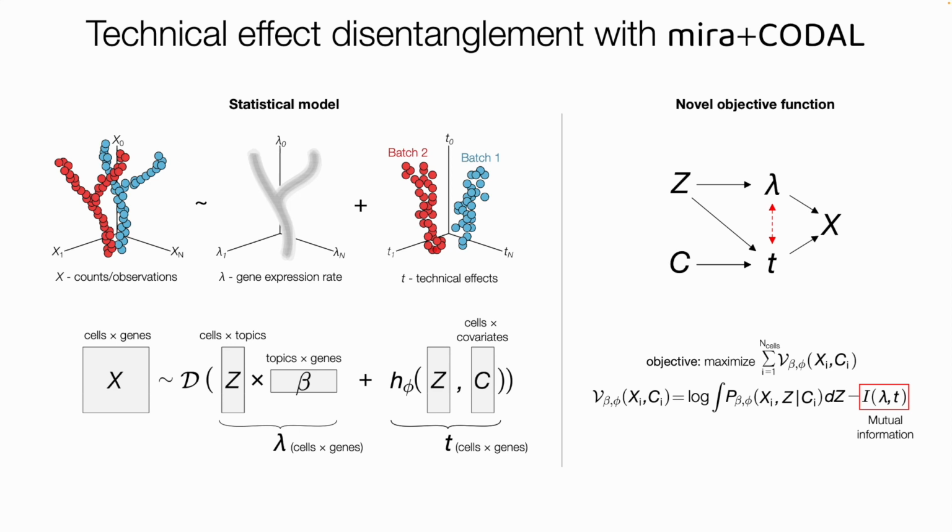The key challenge in inferring these effects is shown by the variable dependency diagram on the right. We aim to learn the distribution of expression rates for cells in state Z without confounding technical effects. However, due to the association between expression rates lambda and technical effects T, implied by their dependence on Z, these effects are not independent.